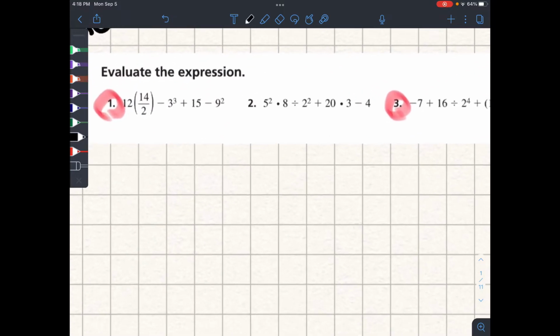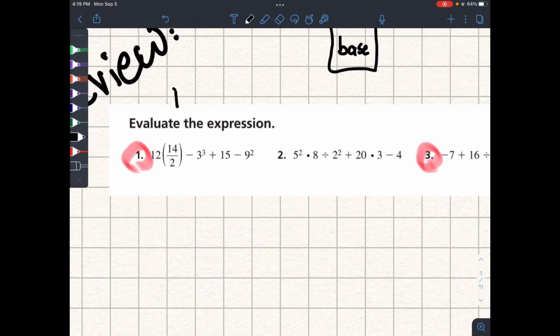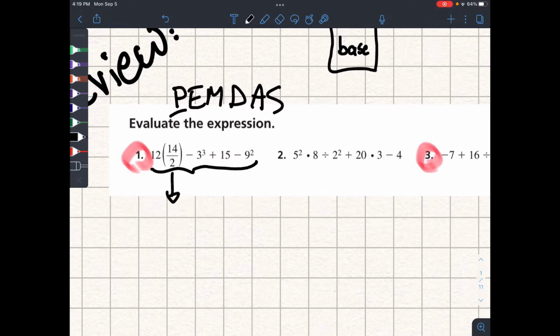First of all, a little bit of review. You might remember PEMDAS. We have to keep that in mind as we go through and evaluate problems. It's going to be especially important, this chapter. So as we look at this first expression, are there any parentheses? And sure enough, there's a parenthesis, so we'll do 14 divided by 2 first of all. Hopefully you remember that that's 7.